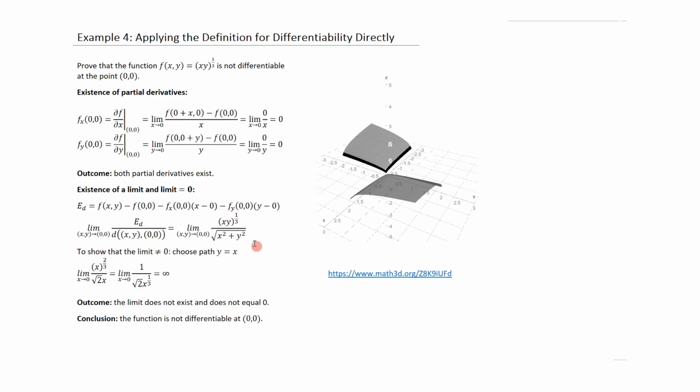And now we want to prove that the limit for this does not equal 0, and a simple way to do that will be to choose the path y equals x, make the substitution in here, and we get x to the power of 2/3 divided by square root 2 times x, and so we end up with 1 over square root 2, times x to the power 1/3 in the denominator. But as x approaches 0, this becomes infinity, which is not equal to 0. The limit does not exist, and also it does not equal 0. So the conclusion is that the function is not differentiable at (0,0).